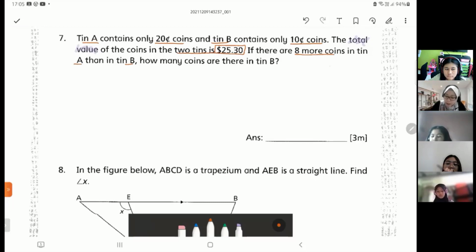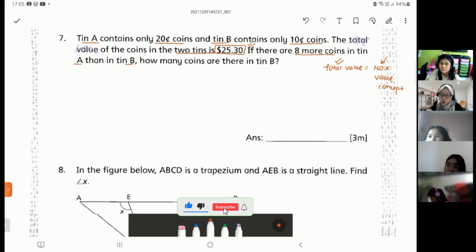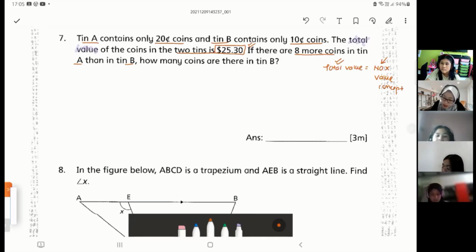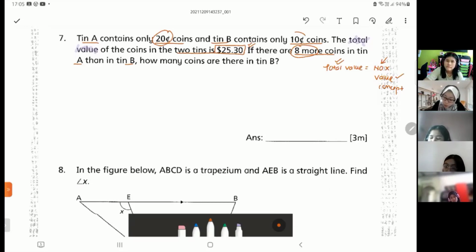Okay, to do this concept, total value, number times value concept, you have to identify where the total value is first. This one. Do I have it? Yeah, there, I have it. Do I have the number? The number means the comparison of the different items, in this case the coins. Do I have the comparison of the two different types of coins? I have. It is actually the 8 more coins here. I have the comparison. And do I have the value?